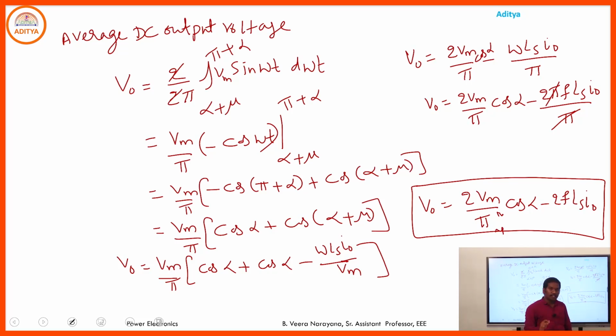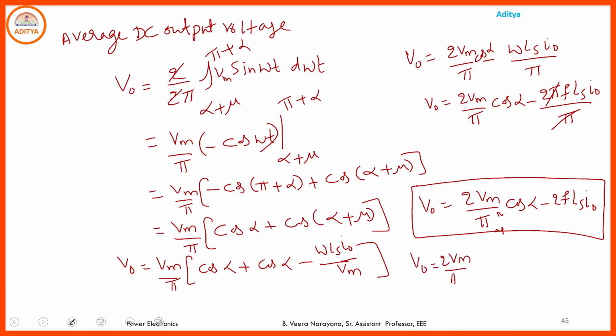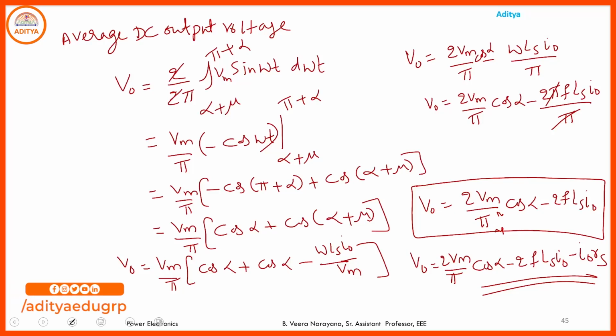If we have the resistance also, then what is the average DC output voltage? This 2 Vm by pi cos alpha, that voltage must overcome this 2 f Ls I naught and I naught into Rs. That is the final average DC output voltage if the source impedance is the combination of resistor and inductor. Then the average output voltage is given by 2 Vm by pi cos alpha minus 2 f Ls I naught minus I naught into Rs. This is the average DC output voltage by considering the effect of source inductance.